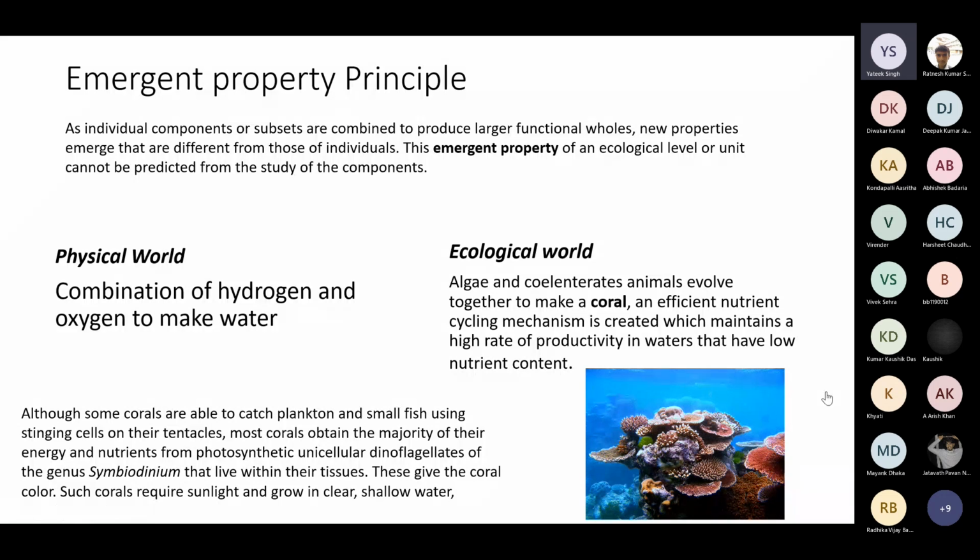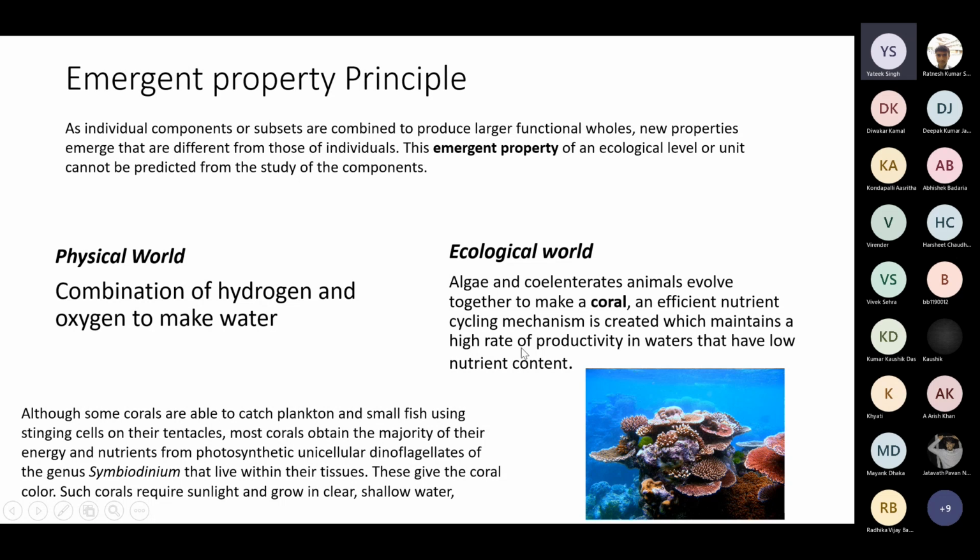The example I'm going to give you here again is that of a coral reef. We talked a lot about it. Here, the photosynthetic algae and the coelenterates, which are actually small animals, polyps, attached to the substrate, evolved together to make a coral. All of these structures you see here cannot be made independently by either algae or coelenterates. Only when both of these systems come together can they make a coral, which is an efficient nutrient cycling mechanism.